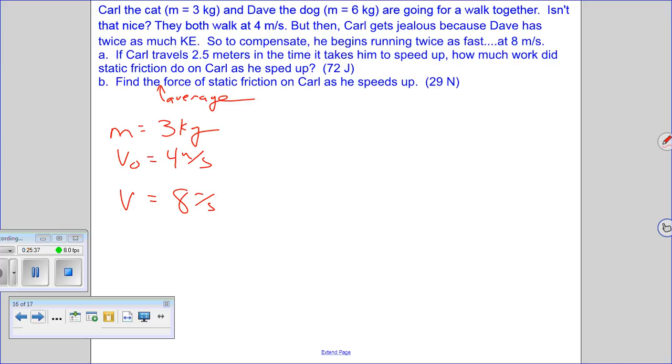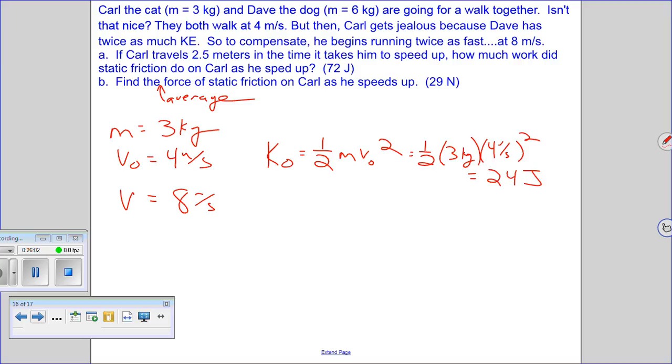So notice his kinetic energy is changing, right? Okay, so let's do this. Let's find his initial kinetic energy. Everybody okay with the O's for initial? Okay, so this is going to give us 1/2, the mass is 3 kilograms, velocity is 4 meters a second squared. So this is 24 joules. We had already figured that out, but there it is again.